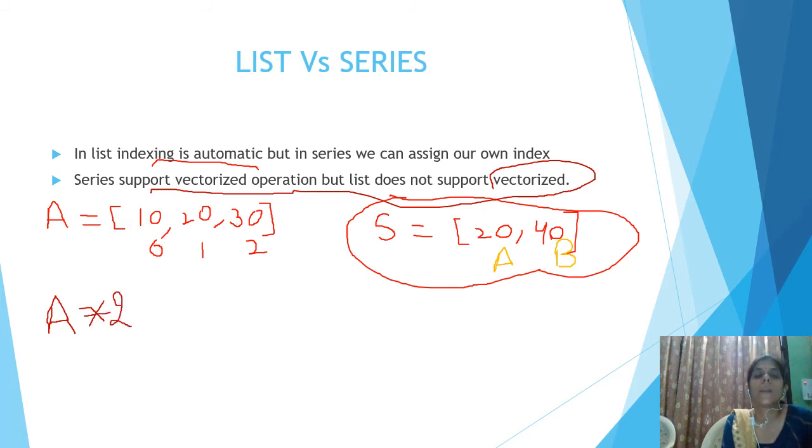it will replicate our list and we will produce the output 10, 20, 30, again it is repeated 10, 20, 30.